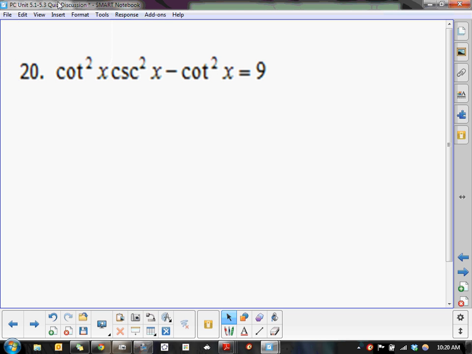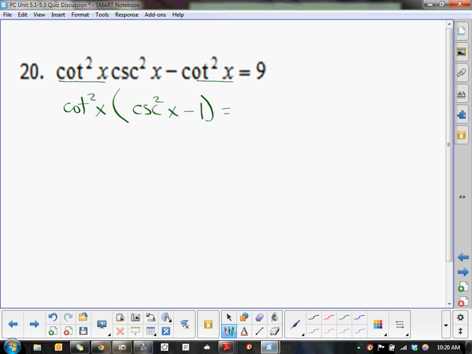Number 20 is different from number 19 because we have squared terms in them, so we definitely have a quadratic equation to begin with. One of the things I recognized early on is each of these has a factor of cotangent squared, so I'm going to take a cotangent squared out, using a monomial factorization process first, and that's going to give us cotangent squared of x times cosecant squared of x minus 1 equals 9.